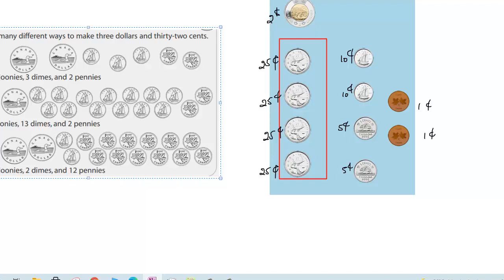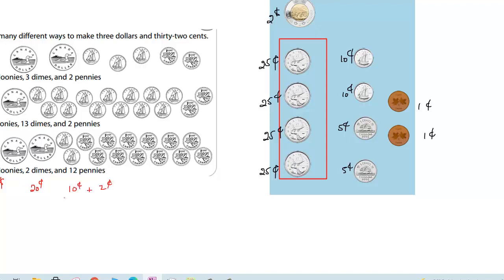That means this one, I finished the 3 loonies, the $3. 2 dimes, that means 20 cents. And 12 pennies. I know that 12 means 10 cents plus 2 cents. So that 10 with the 20, it will give me 32. So I have $3.32. What about the second one?